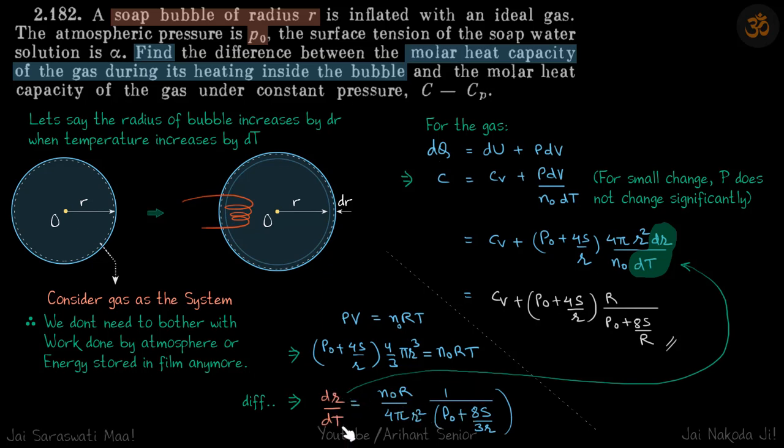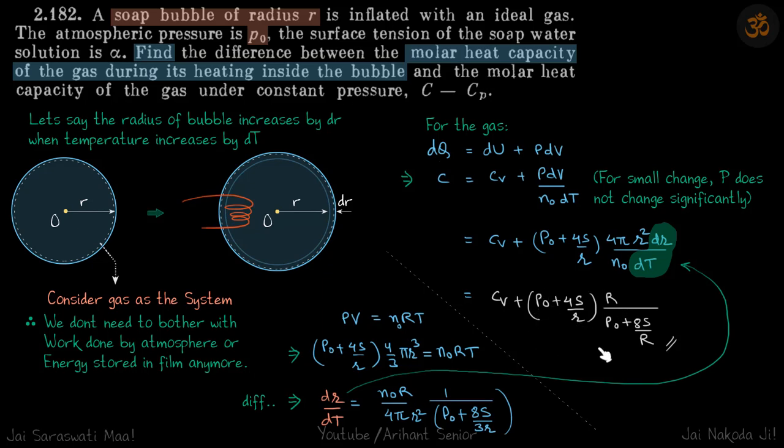So I've got dr/dT now in terms of small r, and that's what we needed because everything else is already in terms of small r. So we put that value there and we get our answer. So this is the molar heat capacity when the radius is r, so obviously it changes with small r.